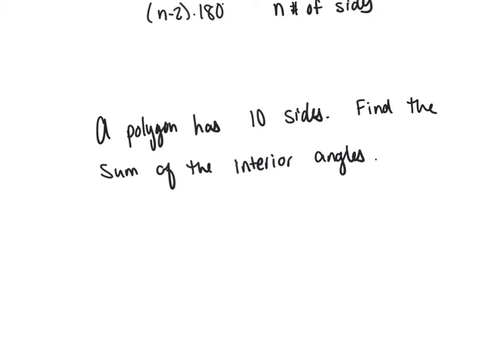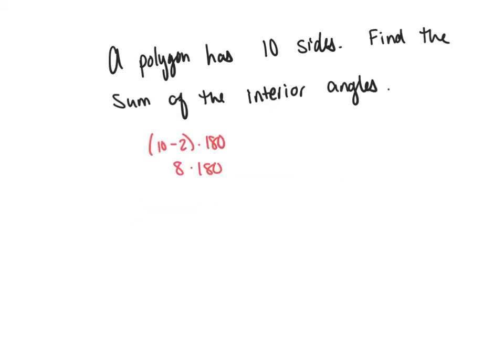Let's use that formula to help us find the sum of the interior angles in this problem. So the polygon has 10 sides, find the sum of the interior angles. So I would plug in a 10 in my formula. And then simplifying that gives me 1,440 degrees for the sum of that decagon.